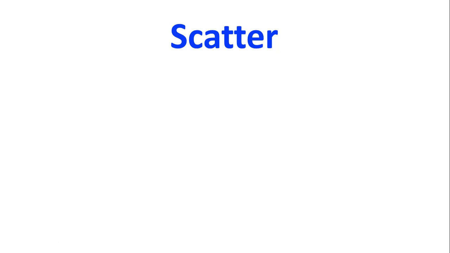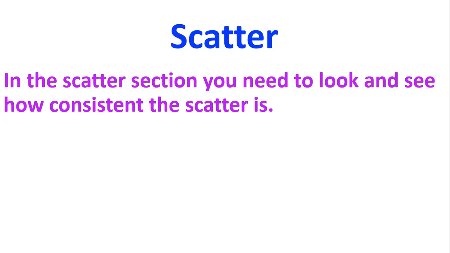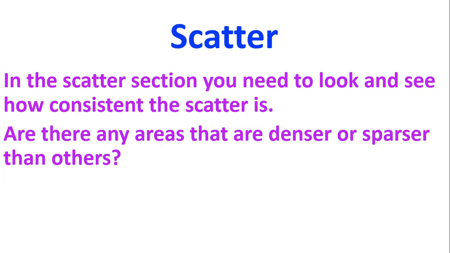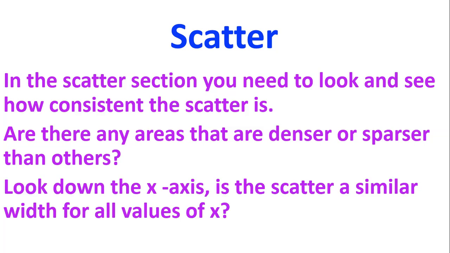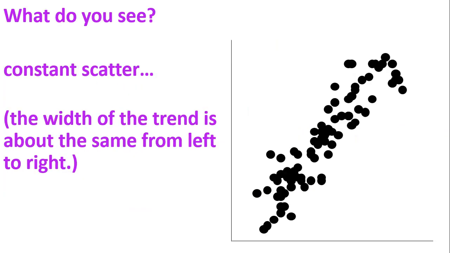We're now looking at the scatter. So this is looking at our relationship between our two variables and looking at the amount of scatter over it. We want to look at whether the scatter is consistent, which means is it the same width across. So we're looking to see, are there any areas that are denser or sparser than others? And at different values on the x-axis, we want to see, is the scatter a similar width for those?